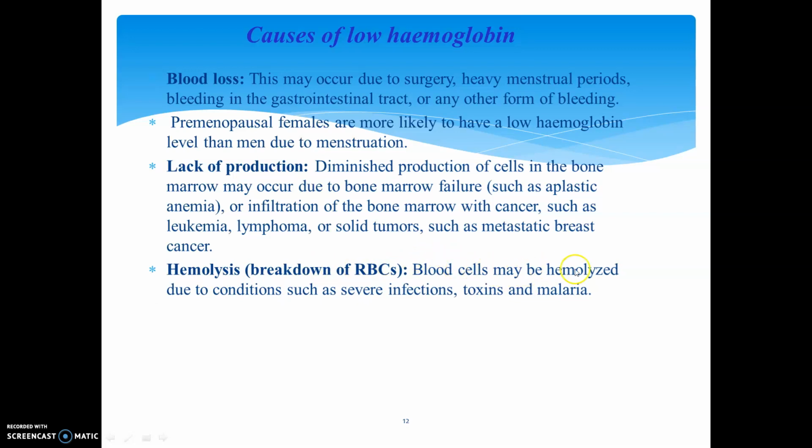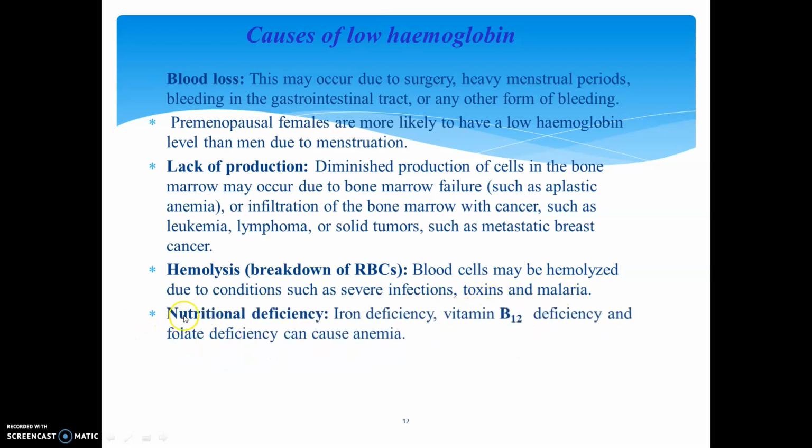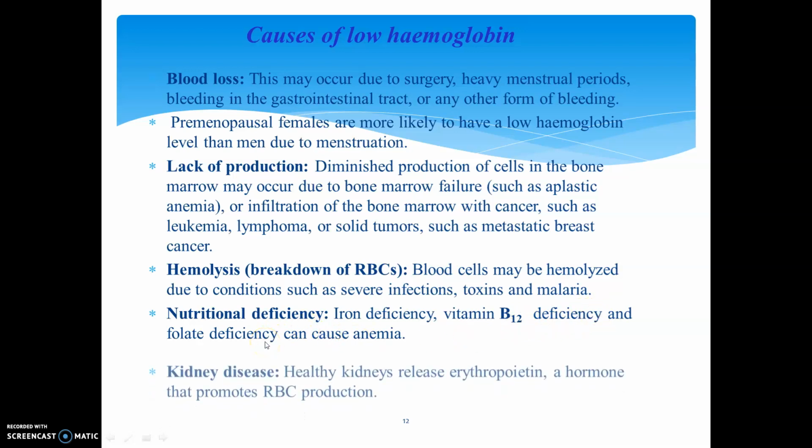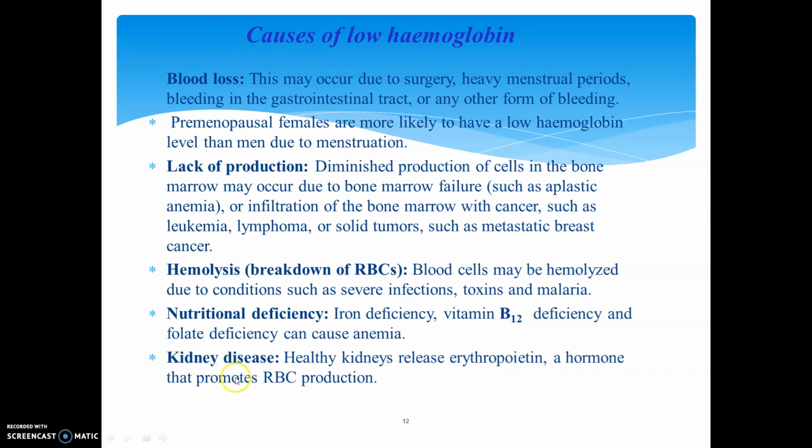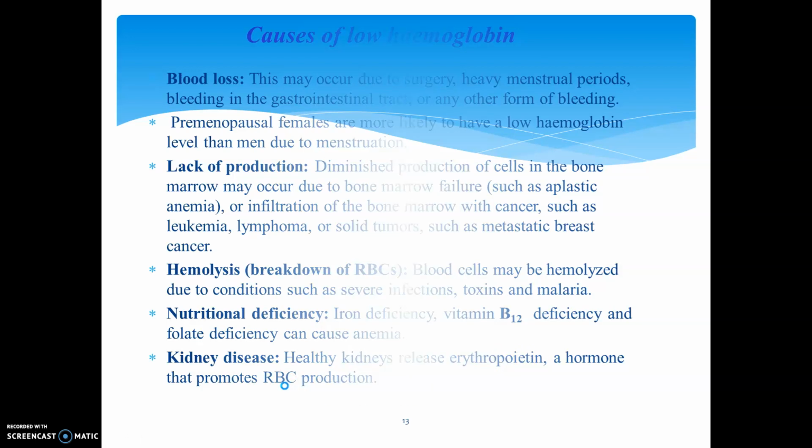Hemolysis. Blood cells may be hemolyzed due to conditions such as severe infections, toxins, and malaria. Nutritional deficiency can cause low hemoglobin, such as iron deficiency, vitamin B12 deficiency, and folate deficiency can cause anemia. Kidney disease. Healthy kidneys release erythropoietin, a hormone that promotes RBC production.